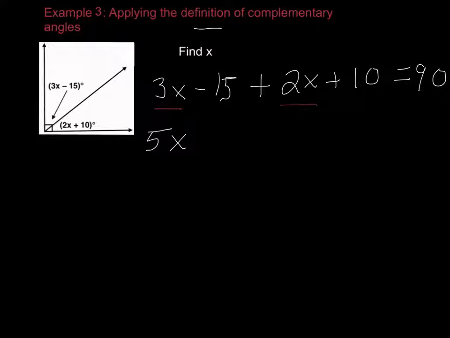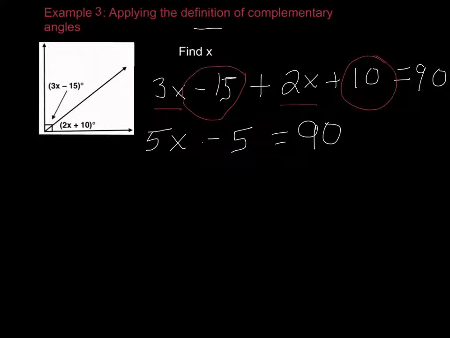And then we also want to combine our constant terms, but we need to be careful here because 15 was being subtracted. We're just going to think of that as a negative 15 and a positive 10. So when I combine negative 15 and positive 10, I'm left with negative 5. So I get 5x minus 5. All of that still equals 90.